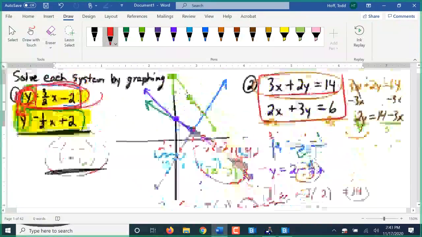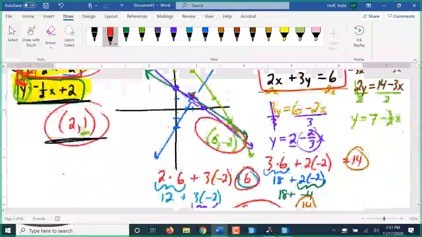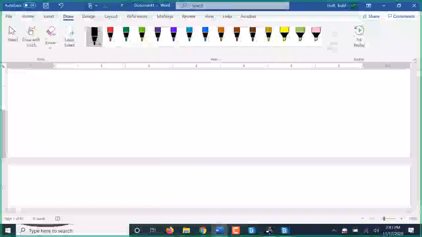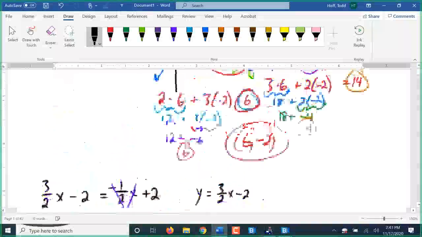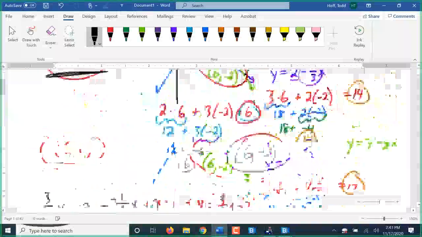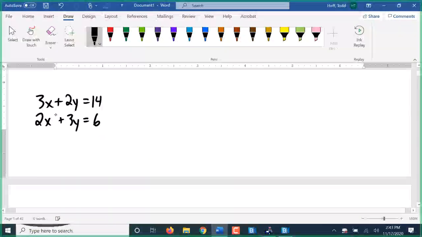Now let's look at this other equation here. 3x plus 2y equals 14. And 2x plus 3y equals 6. We weren't really sure of our answer after we graphed it. So we plugged in the answer and we double checked it, and it did work out. It was a solution to both equations.